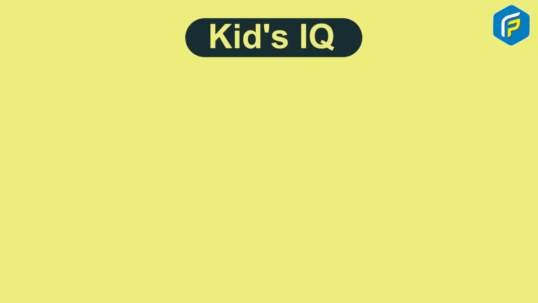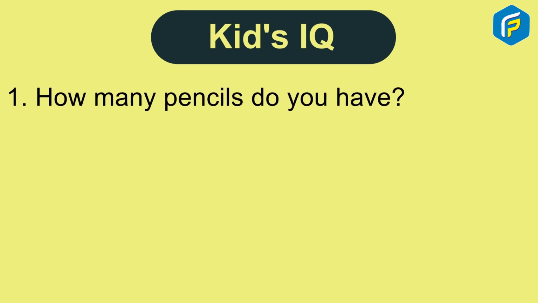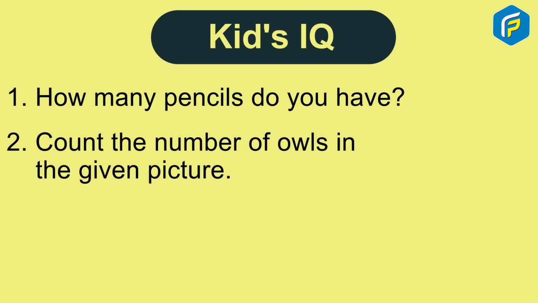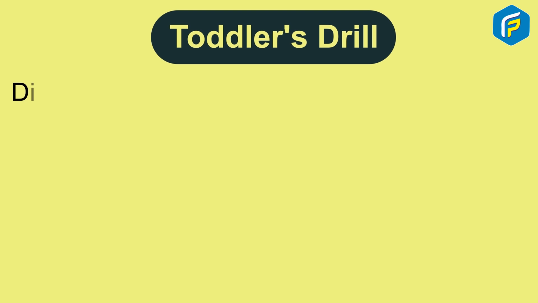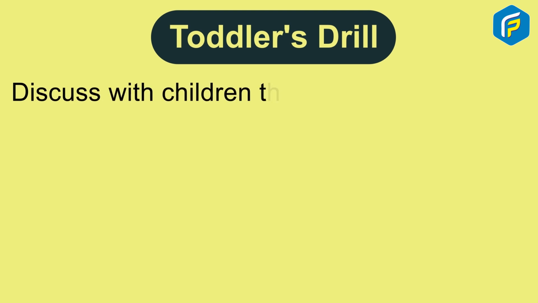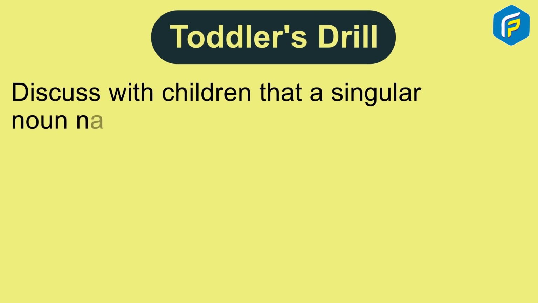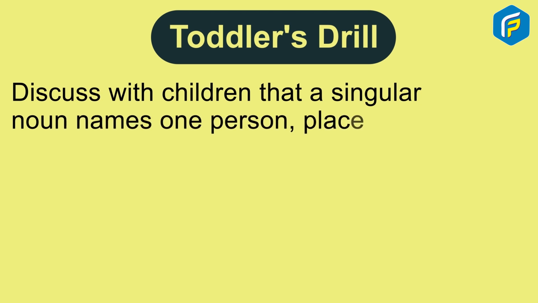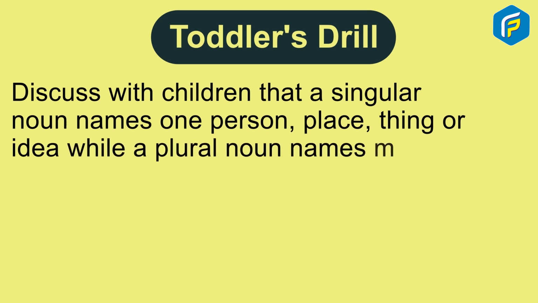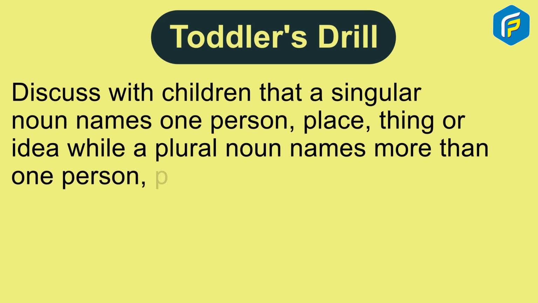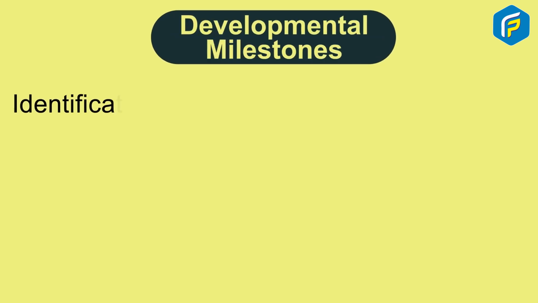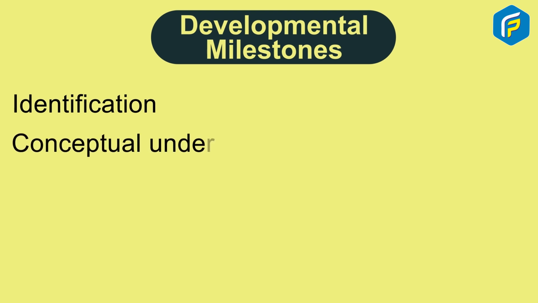Kids IQ. How many pencils do you have? Count the number of owls in the given picture. Toddler's drill. Discuss with children that a singular noun names one person, place, thing, or idea, while a plural noun names more than one person, place, thing, or idea. Developmental milestones: identification, conceptual understanding.